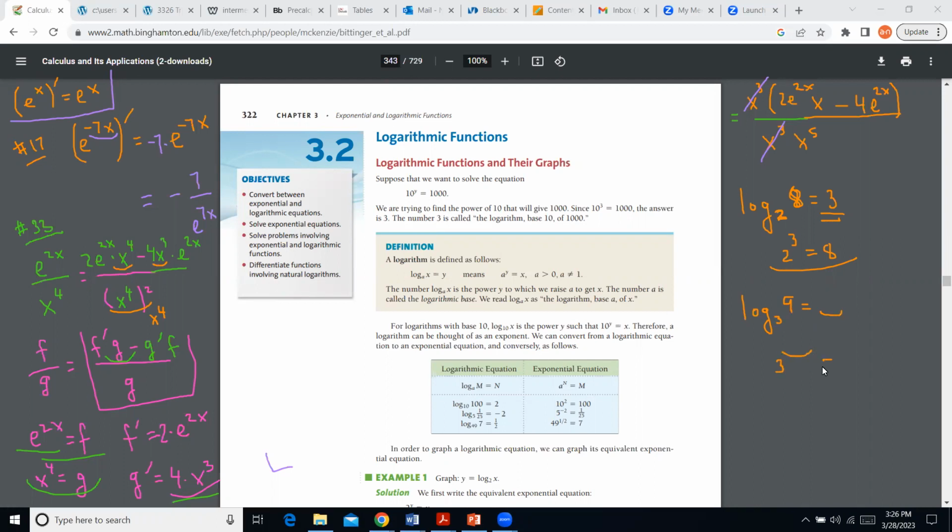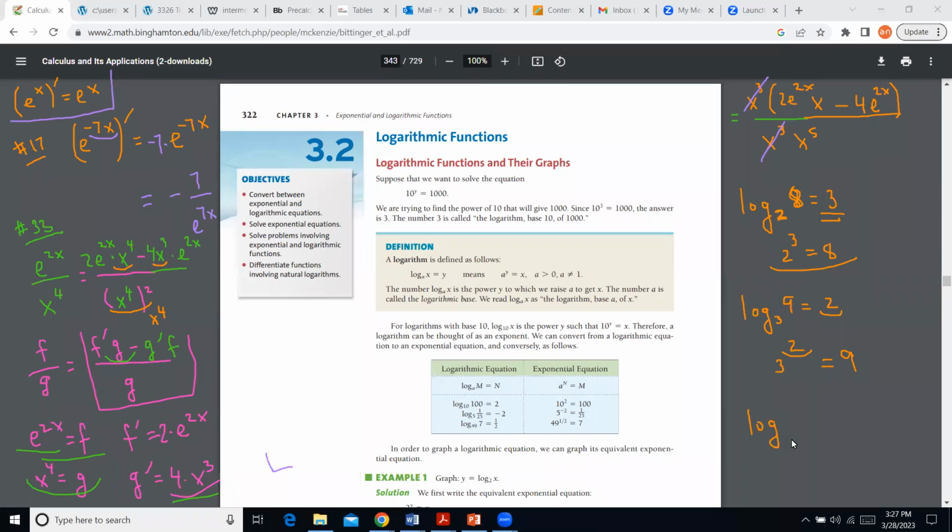3 to produce number 9, then the power will be 2. So the result is 2. You see how we can rewrite these logarithms just like powers. So let's do one more.